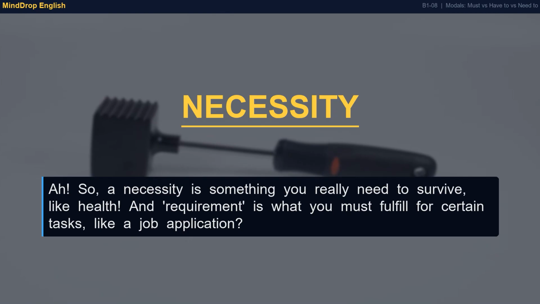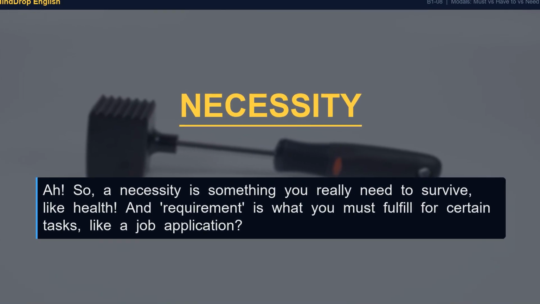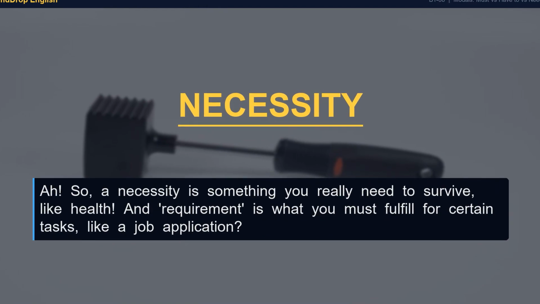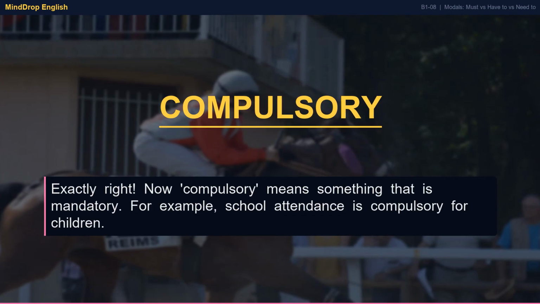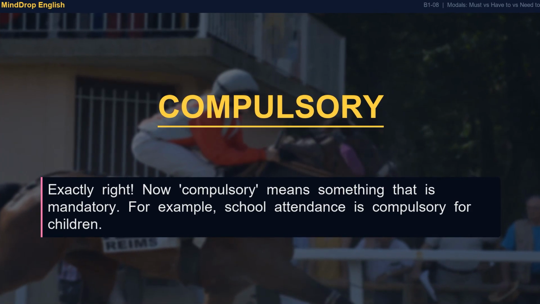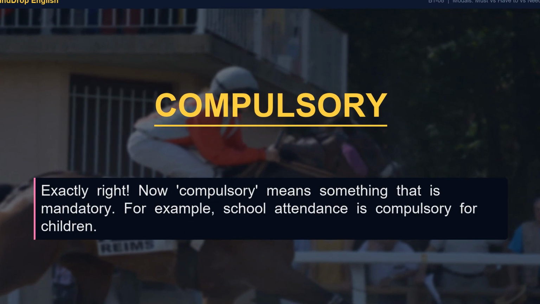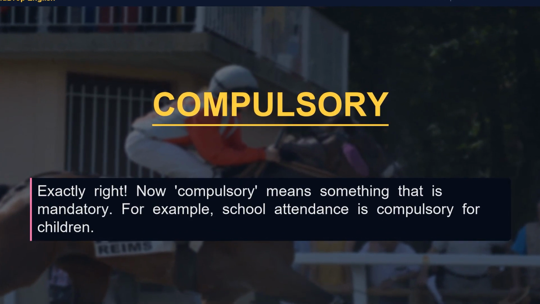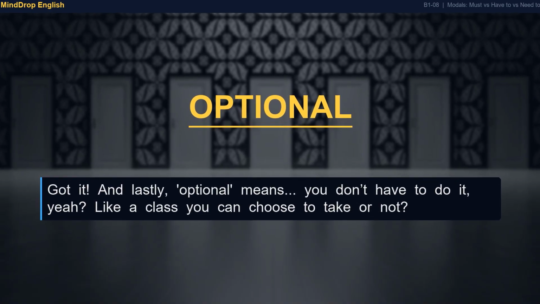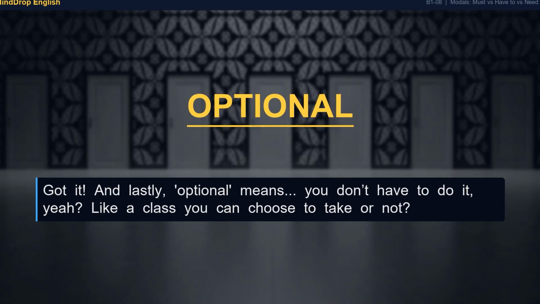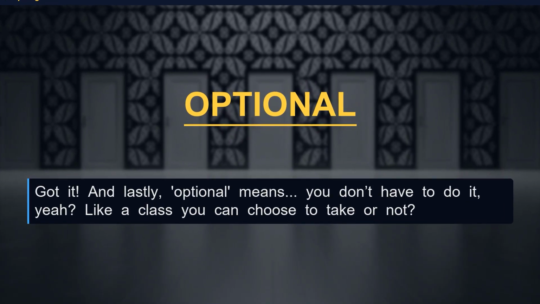So, a necessity is something you really need to survive, like health. And requirement is what you must fulfill for certain tasks, like a job application. Exactly right. Now, compulsory means something that is mandatory. For example, school attendance is compulsory for children. Got it. And lastly, optional means you don't have to do it, yeah? Like a class you can choose to take or not.